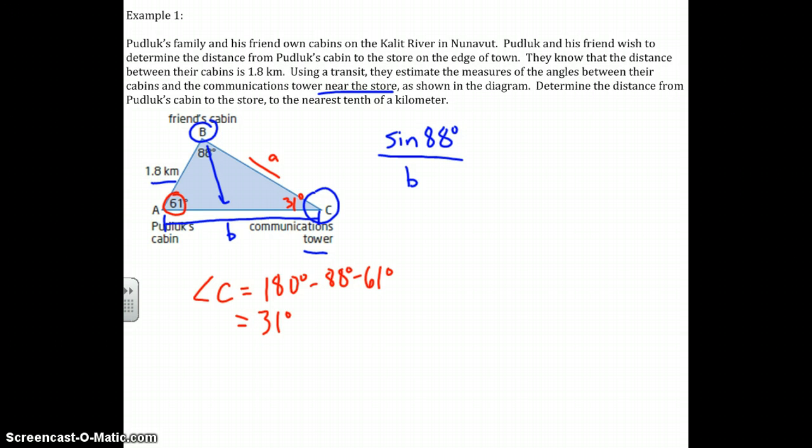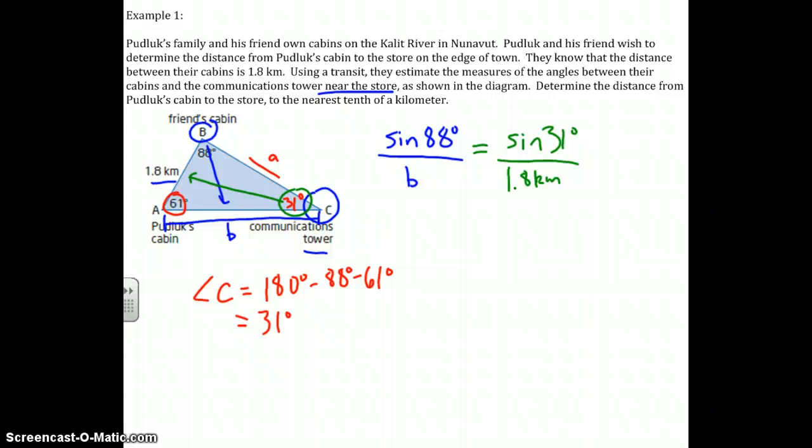Okay, so now we can write a ratio of the 31 degrees, right? So this 31 degrees here, and we know the side across from it, which is 1.8. So we can go sine 31 degrees over 1.8 kilometers, right? So it's always sine of the angle going with the corresponding side length for the side that's across from that angle or opposite of that angle.